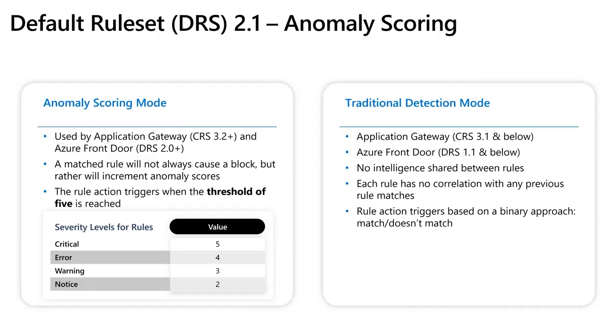The traditional detection mode is what we had before DRS 2.0. So, in Application Gateway 3.1 and below, and Azure Front Door DRS 1.1 and below, there was no intelligence shared between the rules. Each rule had no correlation with any previous rule matches. So it was independent. Once a request hit a specific rule, the WAF would take an action and block the request.